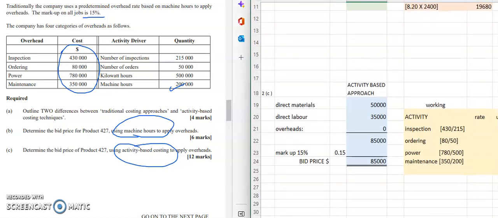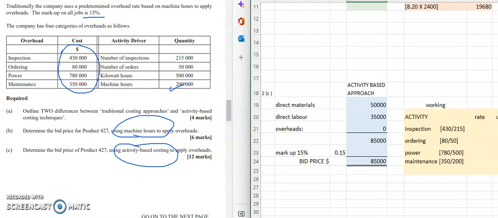Now, to do activity-based costing, remember, activity-based uses multiple rates. So therefore, we're going to have to get the multiple rates. We're going to have to find the rates for each of these driver activities, each of these cost drivers, all right? We're going to have to find the rates for each. So for example, the rate for inspection is 430 divided by 215.